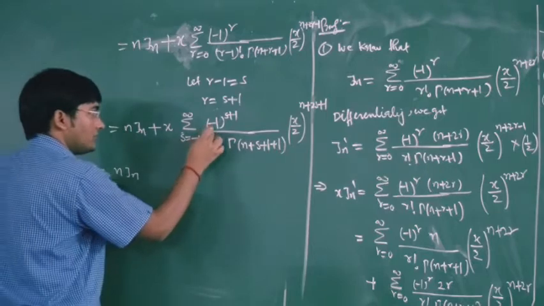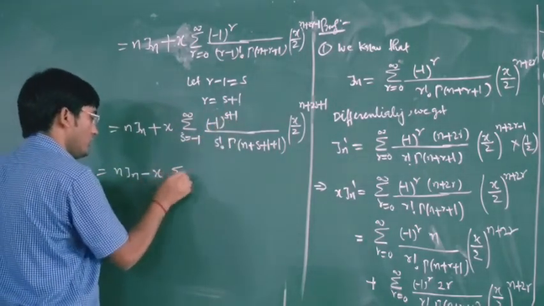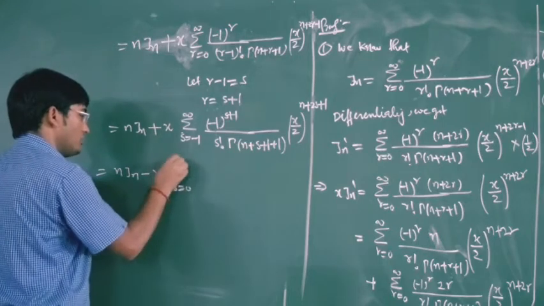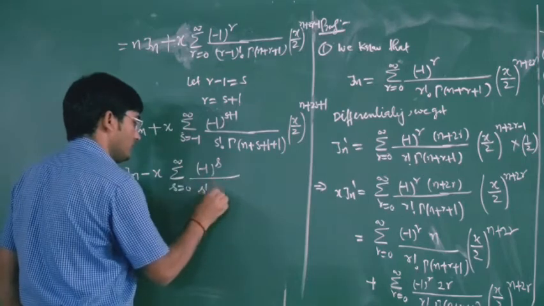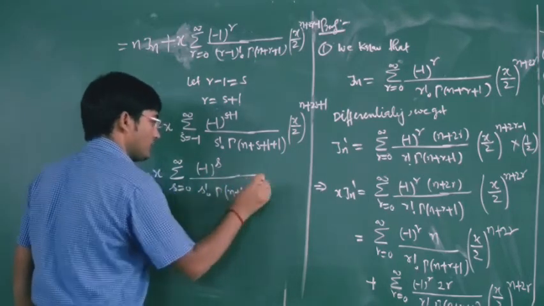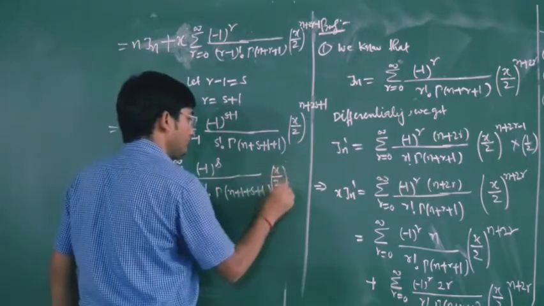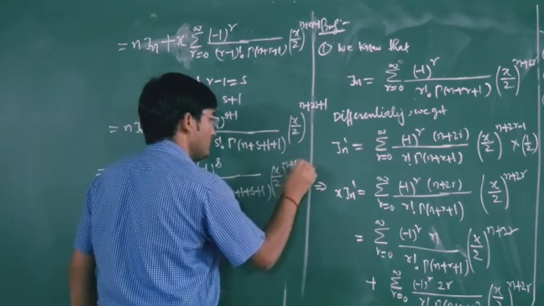So we have, now this can be written as minus 1 to power s into minus 1. So we have minus x here. Then our summation will start from 0. Now here we will have minus 1 to power s, then factorial s. Now this can be written as gamma n plus 1 plus s plus 1, then x upon 2 power n plus 2s plus 1, or n plus 1 plus 2s.